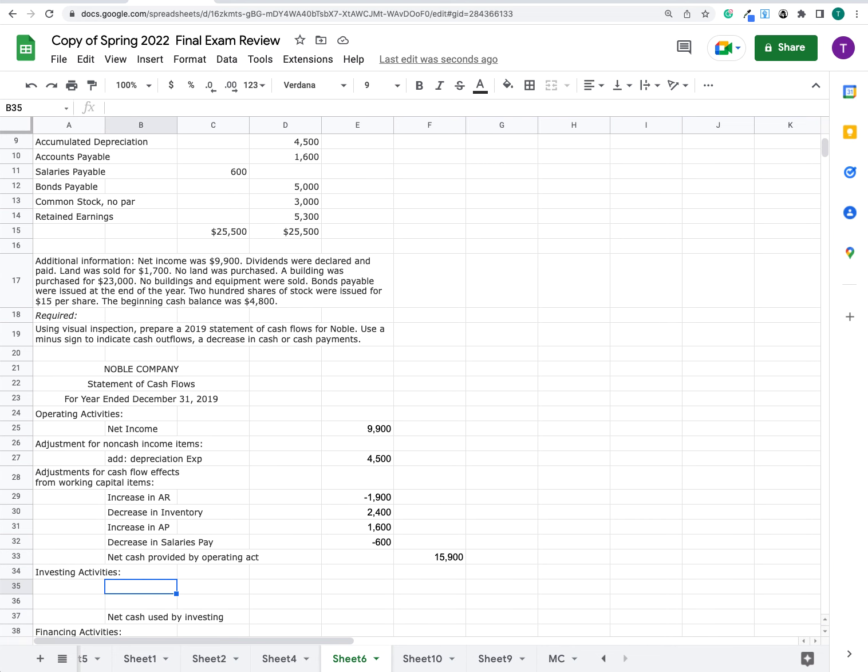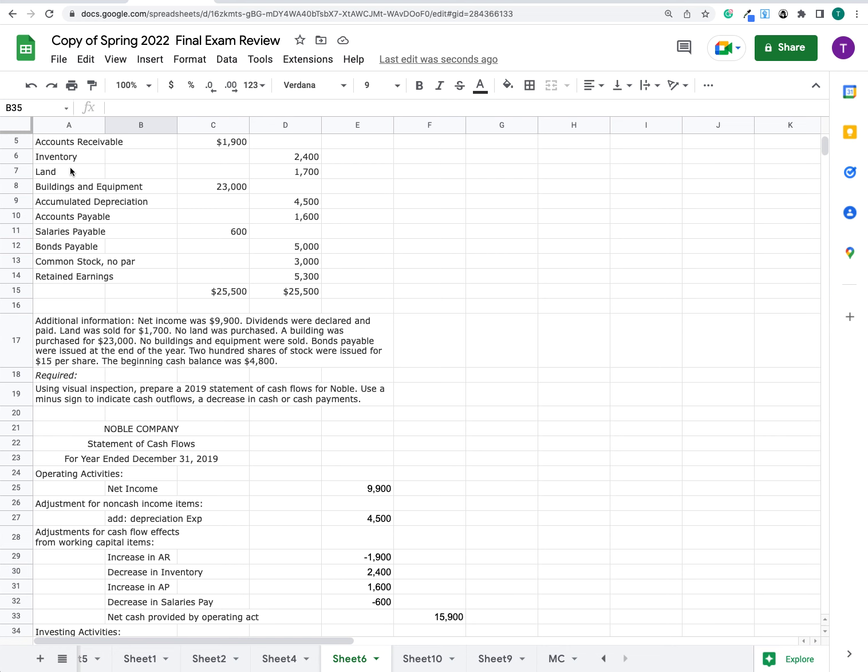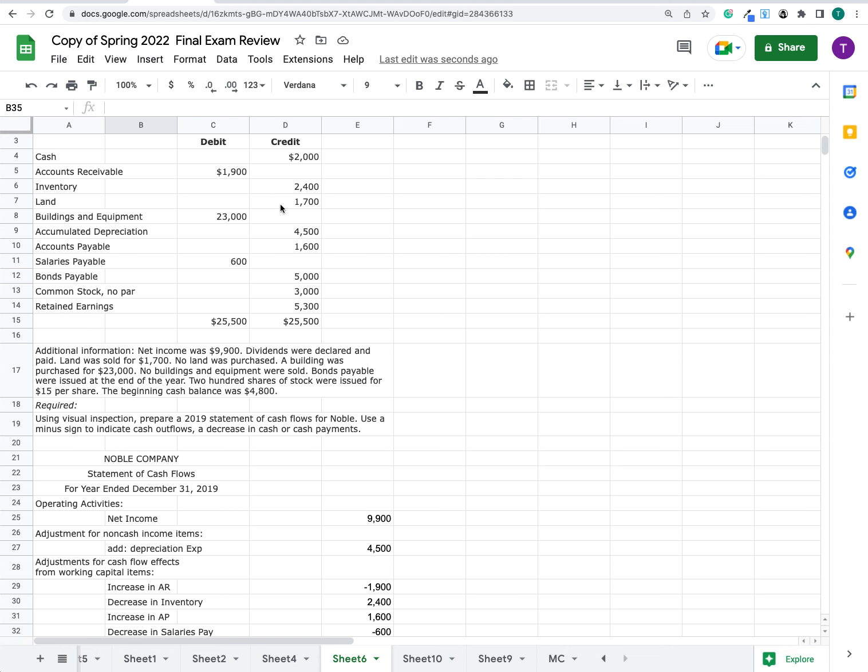Now we're looking at the investing activities, and so this is going to be all of the long-term asset sort of stuff. And so when we come up here, we see land, a credit of 1,700, and when we look at this a little bit closer, we see that land was sold for 1,700, no land was purchased, and then a building was purchased for 23,000. So we received $1,700 for this land.